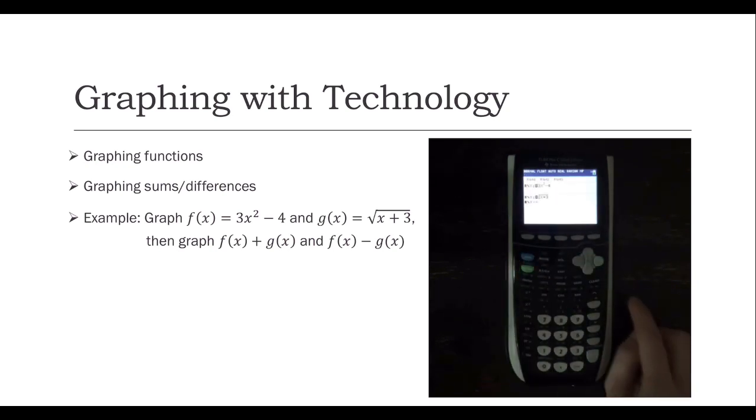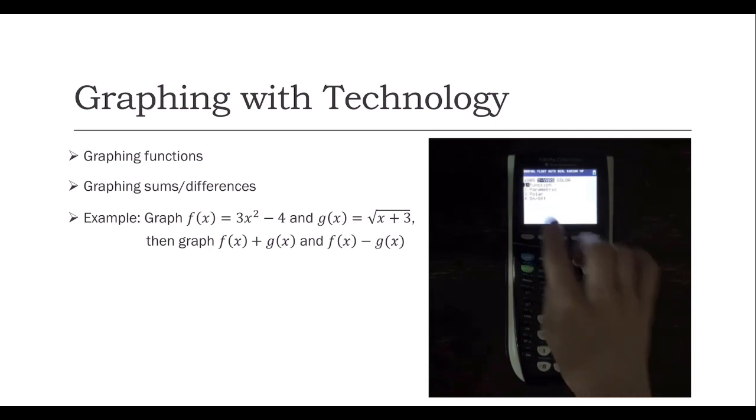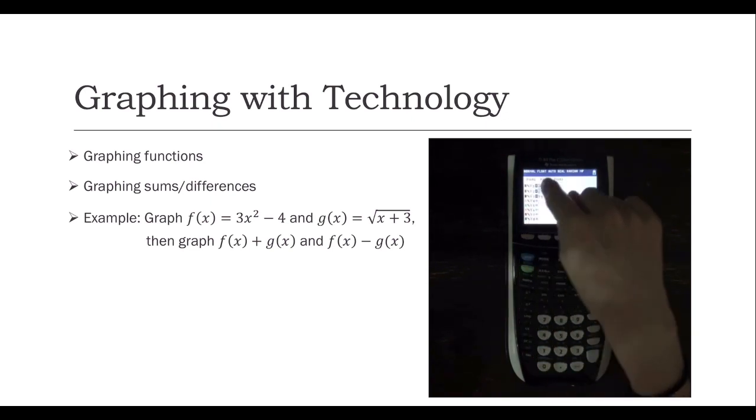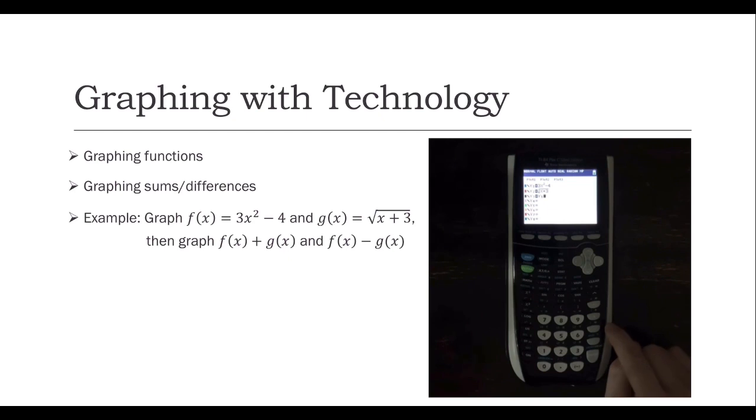Now if we wanted to find the sum of these, you can go down to y3, and if you click this vars button and go over to yvars, enter function y1. So this is pulling our first function, our 3x squared minus 4, and then say plus vars, yvars, function, and we'll go down to y2 this time. So y1 plus y2.